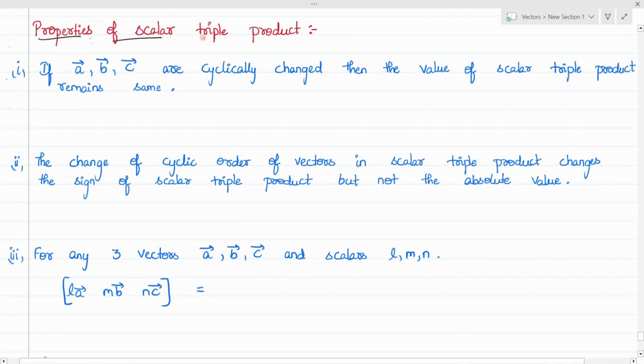Properties of scalar triple product. The first property is if A, B, C are the three vectors and they are cyclically changed, then the value of scalar triple product remains the same. What does it mean? We know that scalar triple product is nothing but the box product of vectors A, B, C, right?